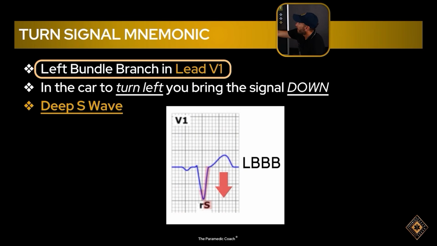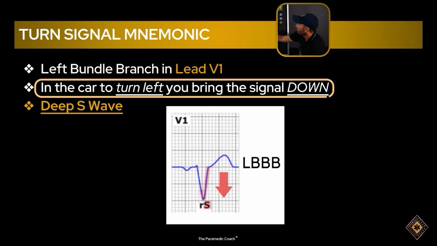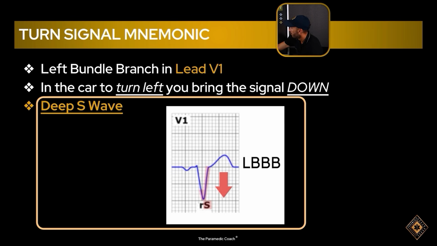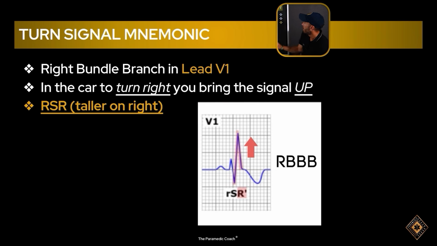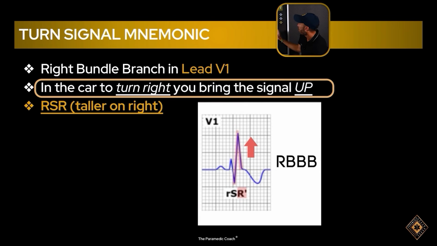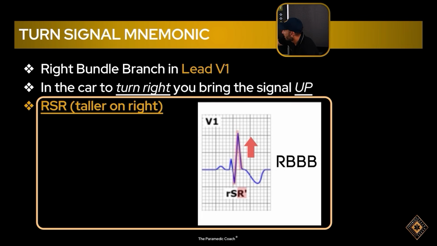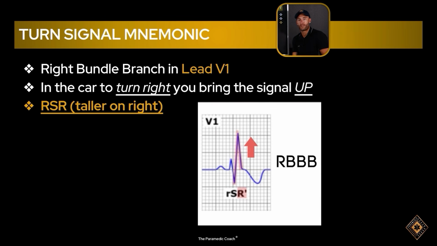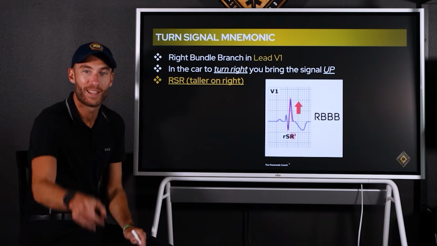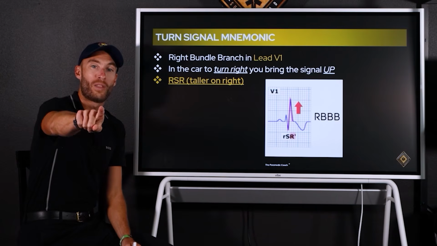Okay, so look here. Left bundle branch block in lead V1. In the car, turn left, you bring the signal down. Boom. Left bundle. Points down in V1. And there it is. Pretty cool? And here's our right bundle, lead V1. In the car, turn right, you bring the signal up. RSR, taller on the right. We can see it here, okay? Boom, boom, boom, boom. That's the bunny ear pattern that we get in V1. Make sense? Because the terminal deflection points up with a right bundle, but it points down with a left bundle.